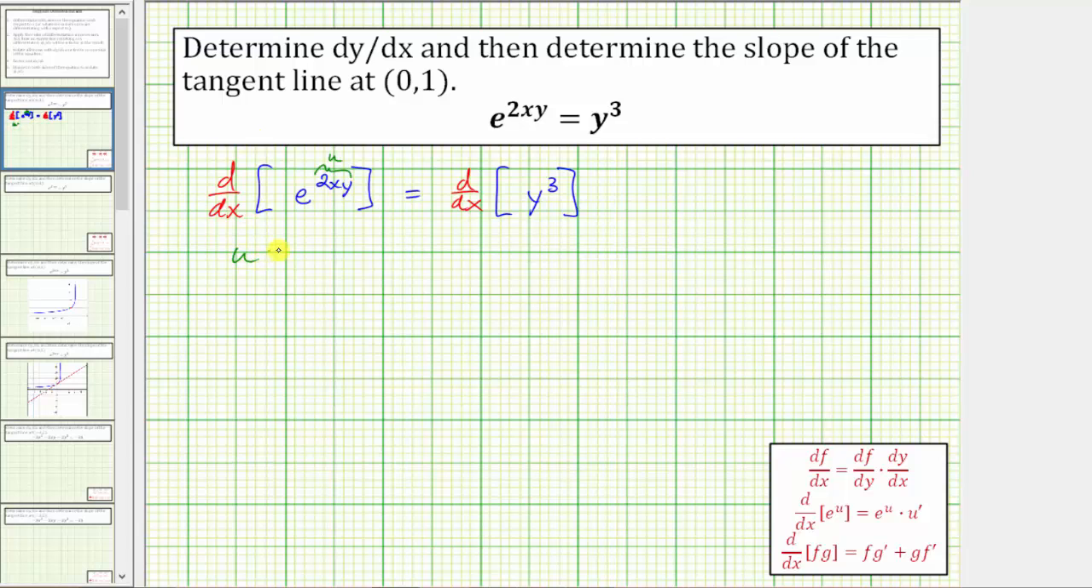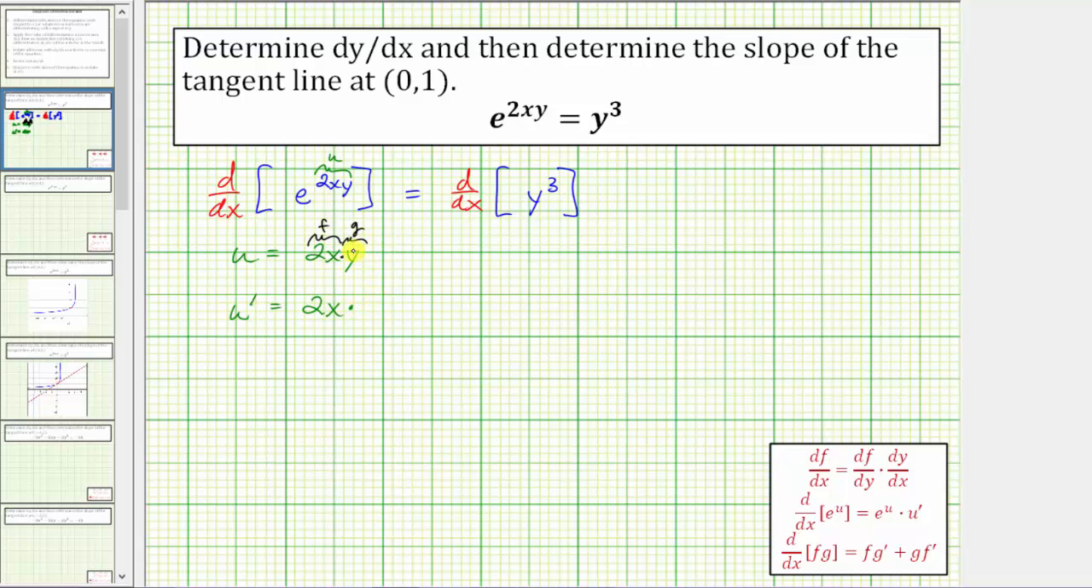So if u is equal to 2xy, we need to find u prime, which is going to be the derivative of 2xy with respect to x, which is going to require the product rule, where the first function is 2x and the second function would be y. So applying the product rule, let's let the first function f be equal to 2x and the second function g be equal to y. So u prime is equal to the first function, which is 2x, times the derivative of the second function, which is y.